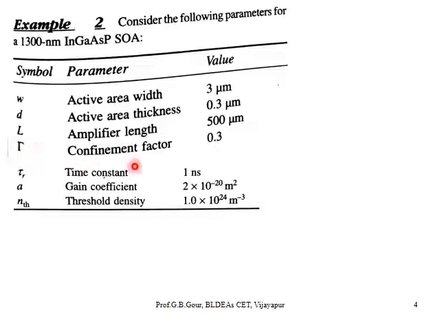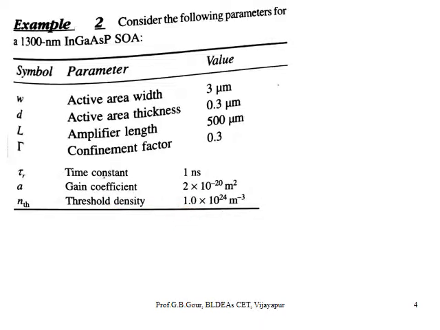Tau indicates the confinement factor. I told you in the last video, the confinement factor indicates directly how much of the optical signal is confined to the core. So the net area of the core contributing to the propagation of the optical signal is 0.3 here. The time constant tau r is 1 nanosecond, and the remaining gain coefficient and threshold densities are given here.